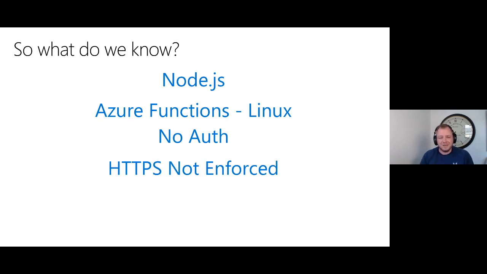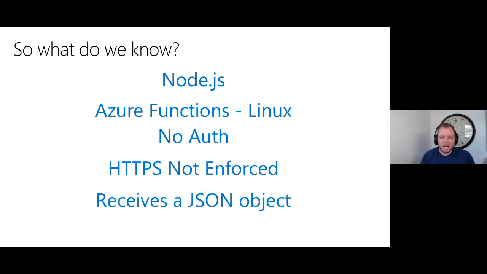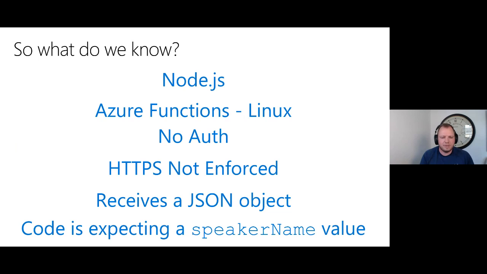We spoke about HTTPS not being enforced. We know it receives a JSON object, so that's interesting. Are there any kinds of vulnerabilities in JSON that we could exploit? And we know that it's expecting a speaker name value. If we don't send that speaker name value, it's going to error. So that's something we need to make sure we include in our request.